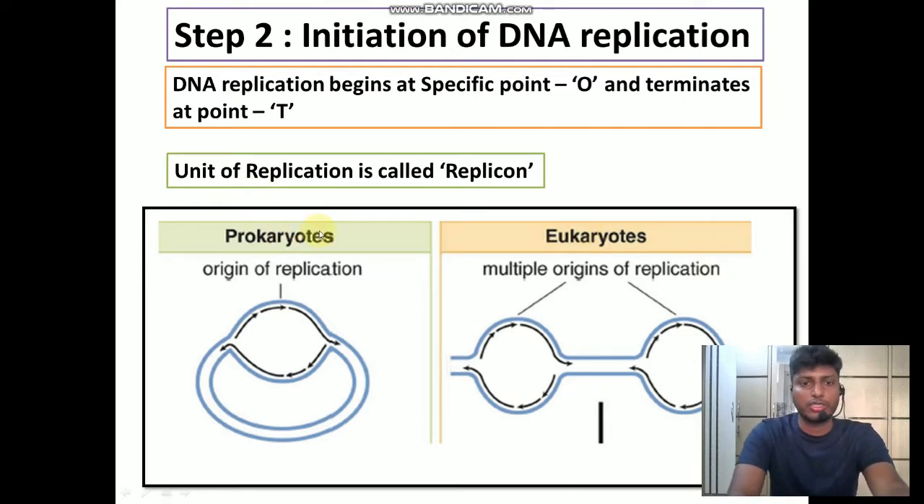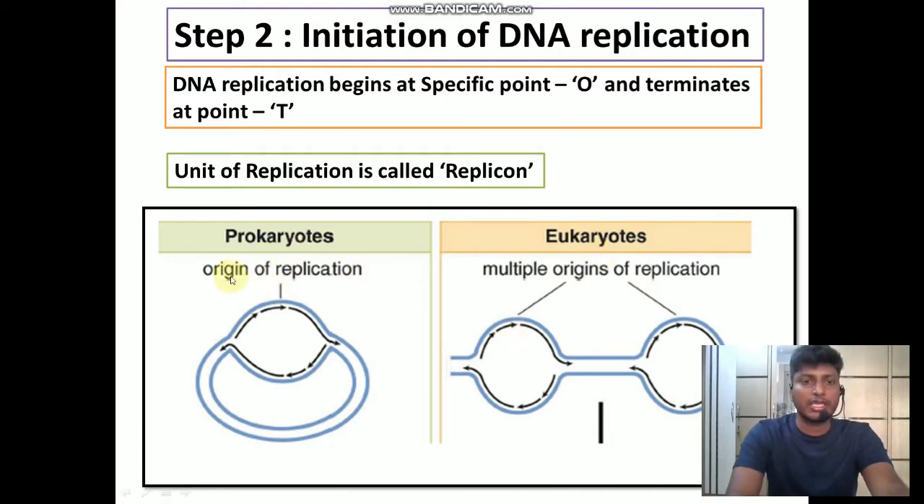In case of prokaryotes, there is a point from where the DNA replication starts, whereas in eukaryotes also there is a point where the DNA replication actually starts. So this point is known as origin of replication, right? Here they are saying that here also there is origin of replication. But what is the difference between prokaryotes and eukaryotes?